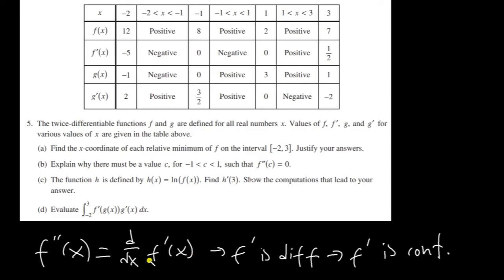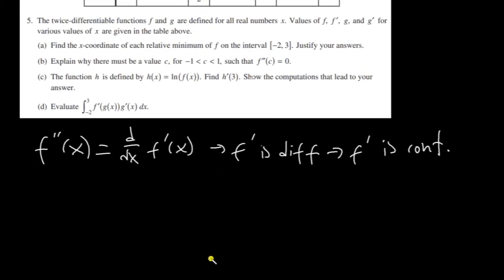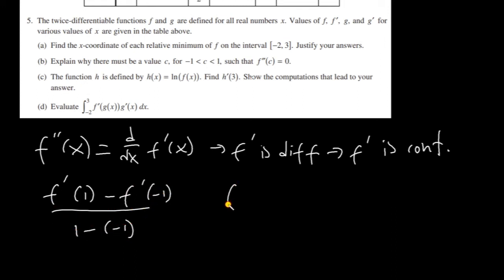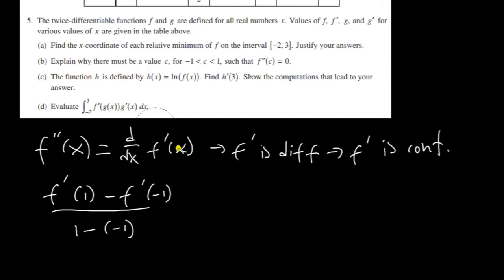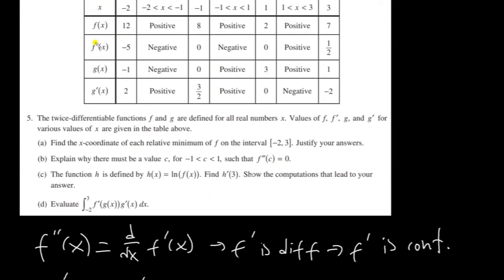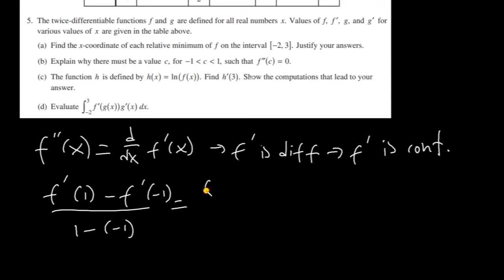Now we're going to find the average rate of change of f prime of x. So from negative 1 to 1, it's going to be f prime of 1 minus f prime of negative 1, over 1 minus negative 1. Remember, it's f prime of b minus f prime of a over b minus a, right? That's the formula here. So what is f prime of 1 and negative 1? f prime of 1 is 0, and f prime of negative 1 is 0. So it's going to be 0 minus 0 over 2, which is 0.